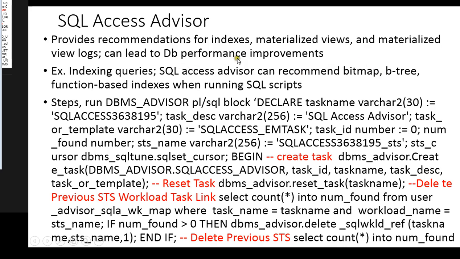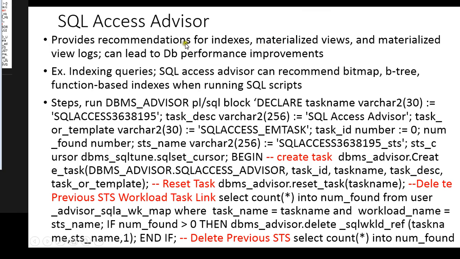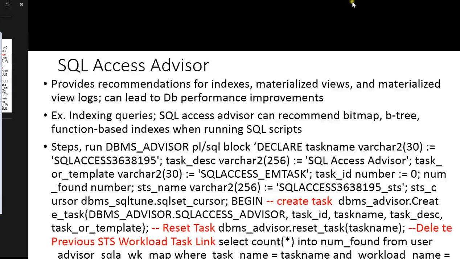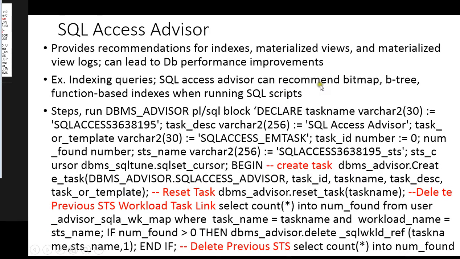And of course, if you're familiar with indexing with any database, you know that you would index to have faster access to a particular data set. So this is just going to recommend what would be the appropriate indexes, which object to index would be appropriate, and which index you should be creating on that object. And you have options in terms of the index. You have bitmap, you have B-tree, you have function-based indexes.